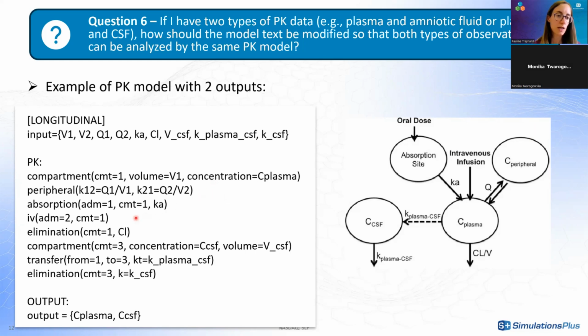Then absorption and IV macros to define two routes of administration on compartment 1. This is just an example that corresponds to this scheme here. And elimination macros to define eliminations from compartment 1 and compartment 3. And finally, we use a transfer macro here to define the transfer rates between the plasma and CSF compartments. And then as output, you can choose any variable from the model. So here we choose C plasma and C CSF as output to be mapped to the observation types in the dataset.